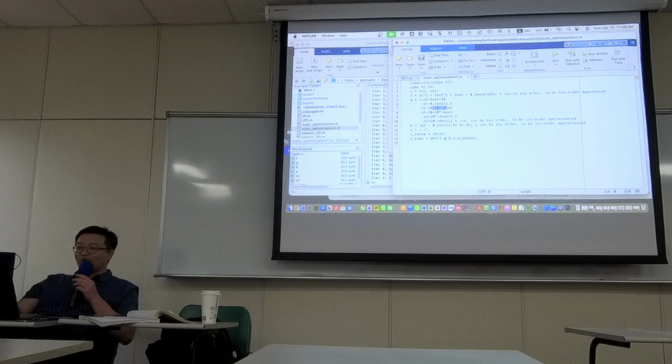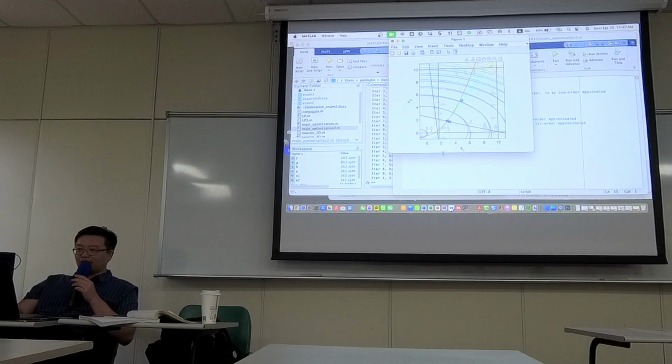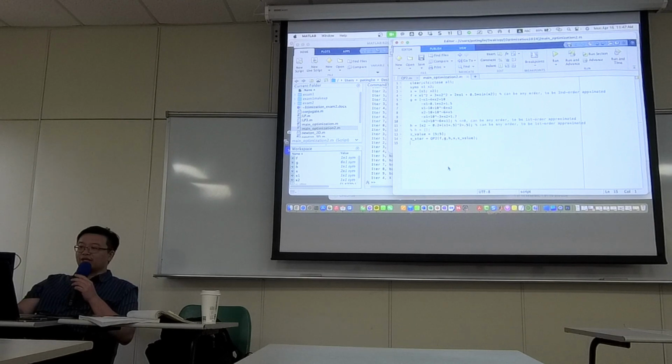So here's one tiny coefficient in front of x2, another one in front of x1, and here's another tiny value in front of x1. Here's a... I don't remember why I did this. I think this one is not tiny. This 10 to the power of -3 will make this line tilt a little bit. Okay, anyway, let me show you.